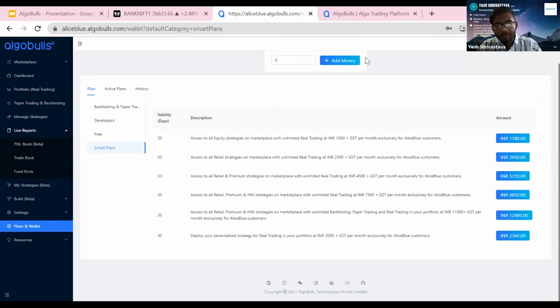Yes, talking about the 3% transactional fee: when you're executing an options lot size of around 30,000 rupees, 3% would be charged on that. In case you don't have any plan active, that's when the 3% charge would be deducted, if you're logged in under the free plan.